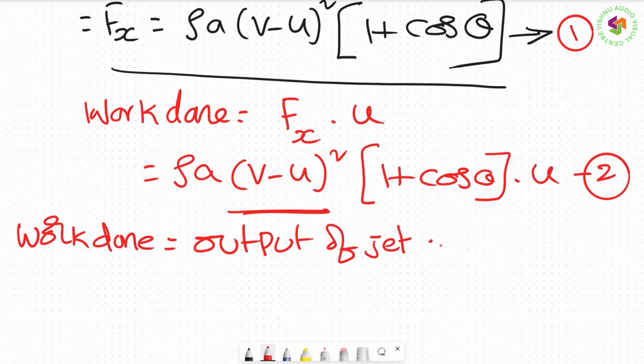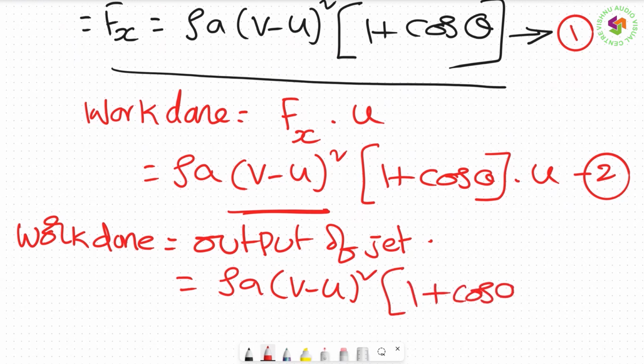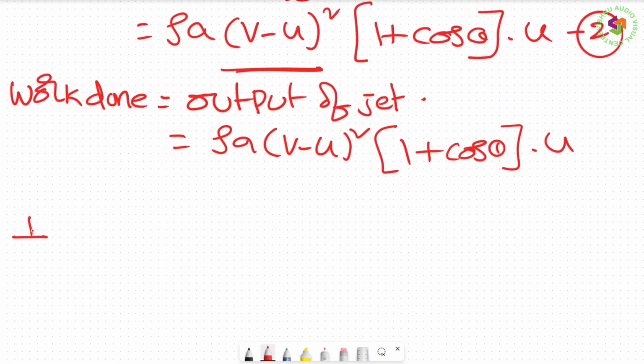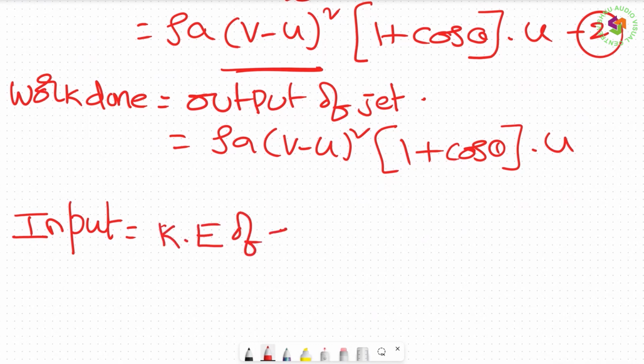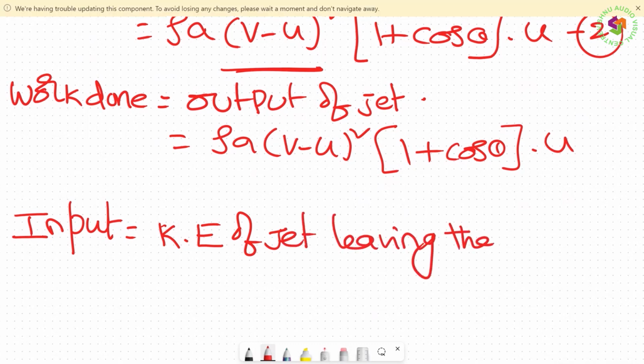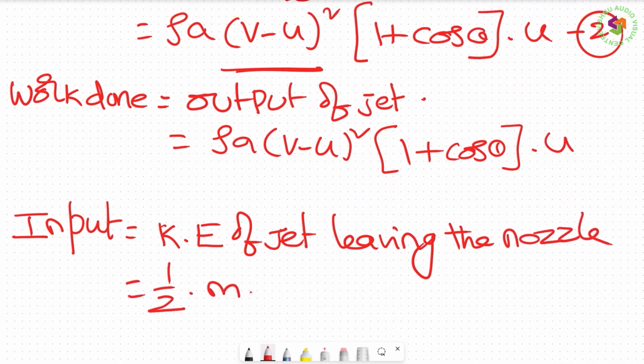So this is the output of the jet, which is equal to rho A V minus U whole square into 1 plus cos theta into U, right? Then what is the input actually? Input is the kinetic energy of the jet leaving the nozzle, that is equal to half m v square. So half into rho A V into V square.